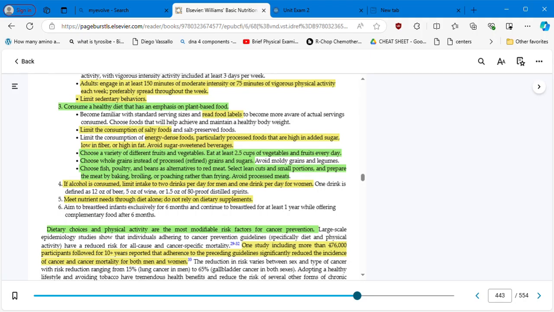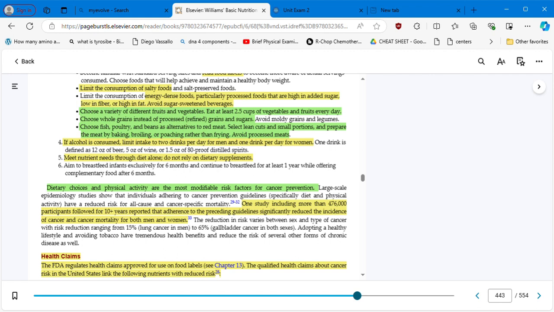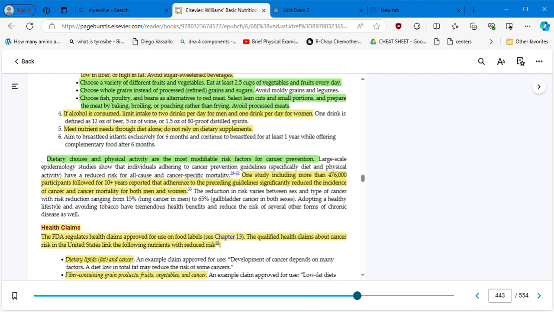Limit the consumption of salty foods. Okay, limit the consumption of energy dense foods, particularly processed food that are high in added sugars. Choose a variety of different fruits and vegetables. Choose whole grains instead of processed refined grains and sugars. Choose fish, poultry, and beans as alternative to red meat. Select lean cuts and small portions and prepare the meat by baking. This is important. Broiling or poaching rather than frying. Avoid processed meat.